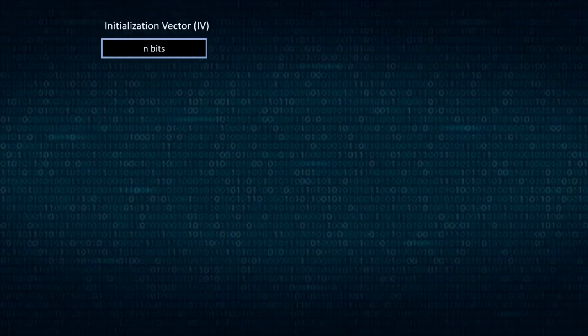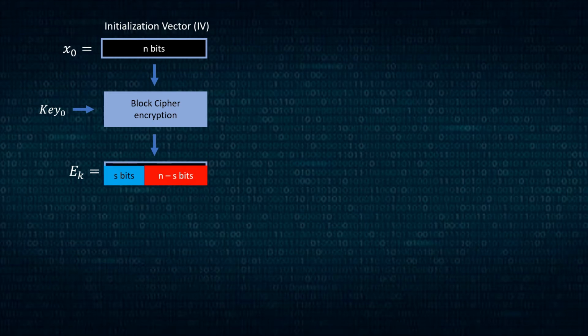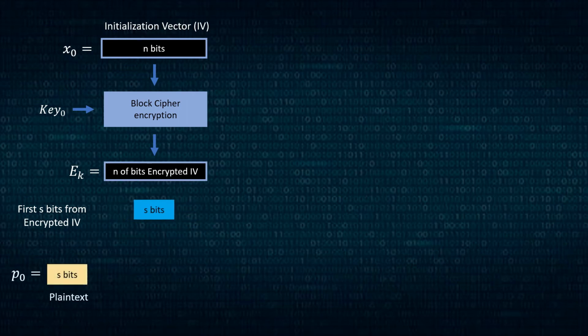In the CFB process, first we have n bits of initialization vector, IV. I labeled it as x0. Then we pass the IV into a block cipher encryption and encrypt with key 0. Now we have an encrypted IV of n bits. Next we select the first s bits from the encrypted IV for the next step. The rest we can discard. Finally we use the first s bits of the encrypted IV and perform a XOR operation with s bits of plaintext, P0. Now we get s bits of ciphertext C0. This is also one cycle of CFB.